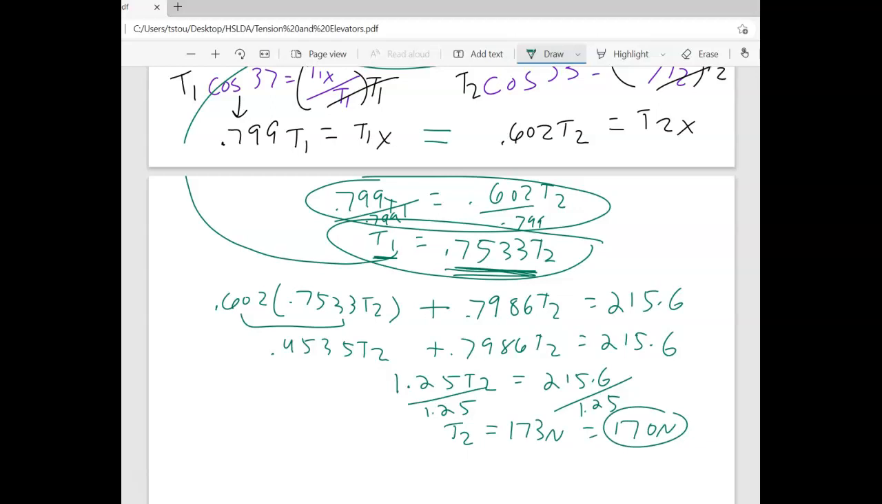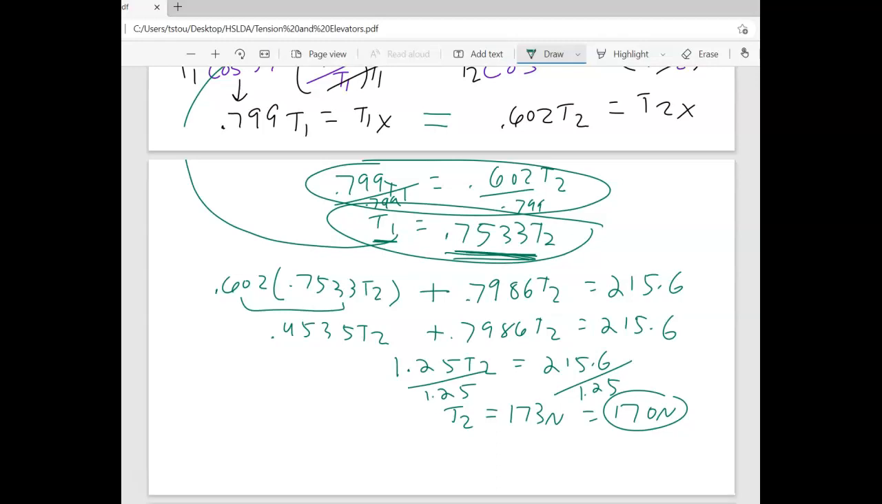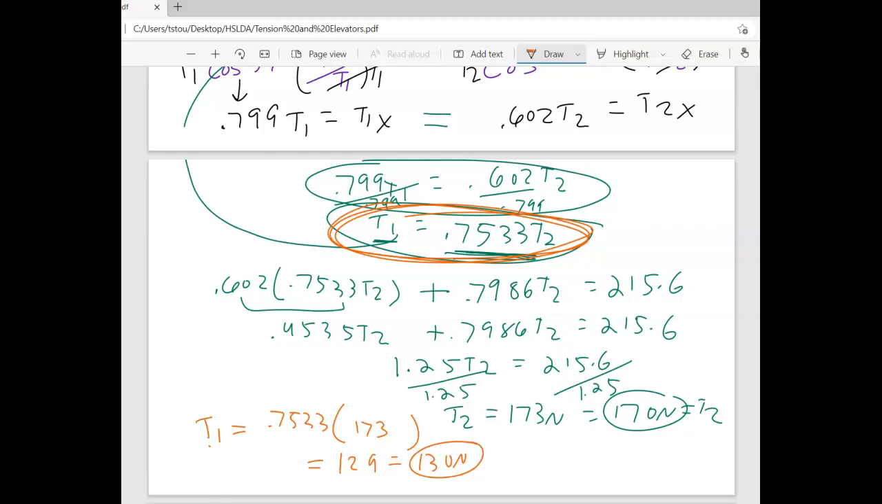That's great. I gotta go one step further though, of course, because this is just T2. And I do need to find what T1 is equal to. But I think I can do it. T1, I know, by looking right up here, T1 is equal to 0.7533 of whatever T2 is. And T2 is 173. So from that, I get it's 129, or in other words, 130 newtons using 2 sig figs. And I finally got to the end.